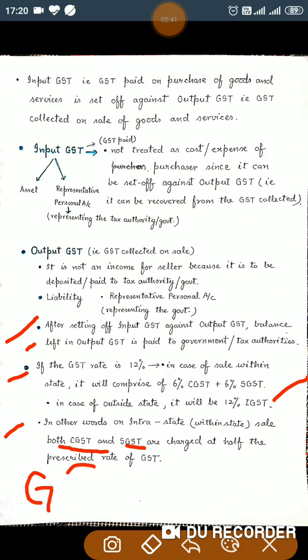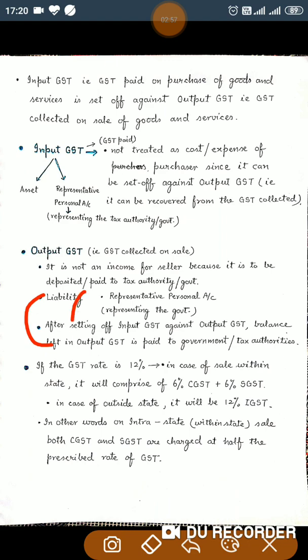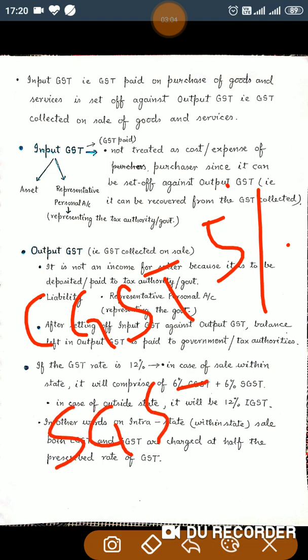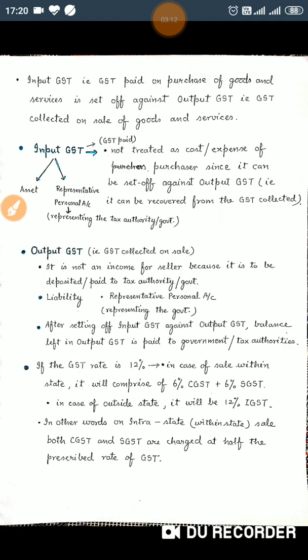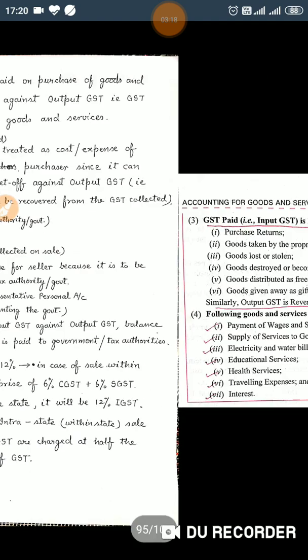Suppose GST is 10% and the transaction is within the state. So CGST will be charged 5% and SGST will be charged 5%, right? This is the rule. We will use it while we are recording the transaction.